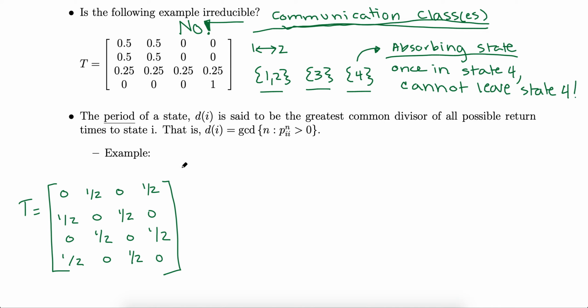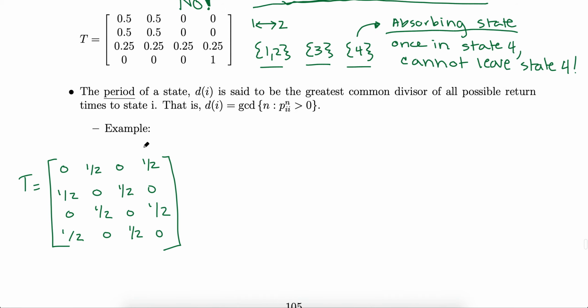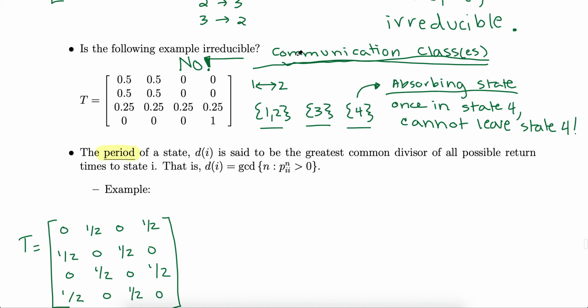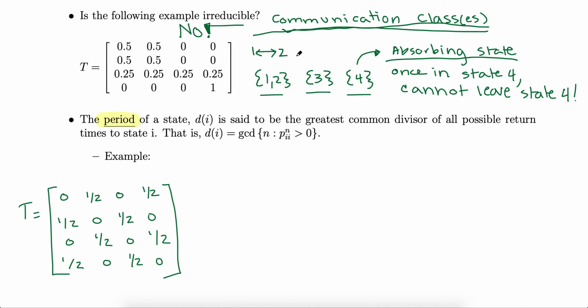All right, let's add some more vocabulary and continue with the current definitions as well. So next vocab term is the idea of the period of a state. So we had this idea of communication classes, being able to go from one state to the next in the communication class in some number of steps. The period of that state is how many steps it takes to go from that state back to itself, the greatest common divisor of all those possible return times.